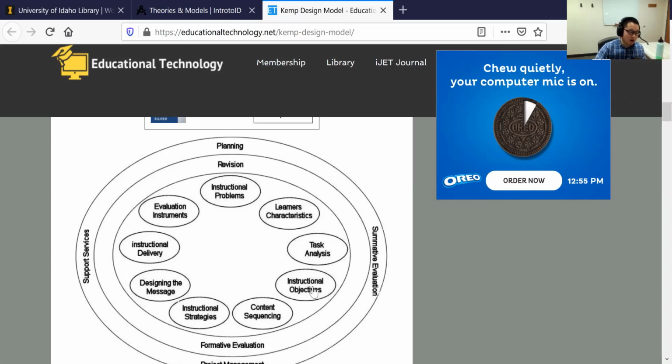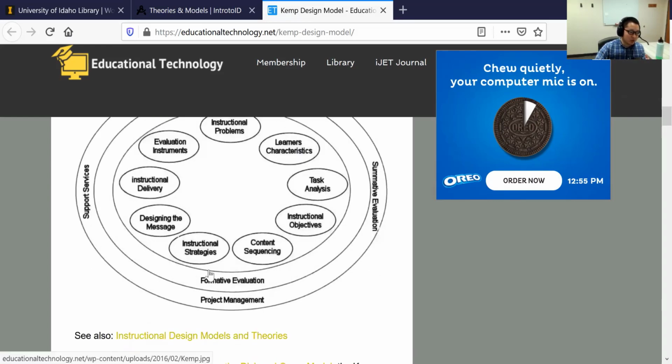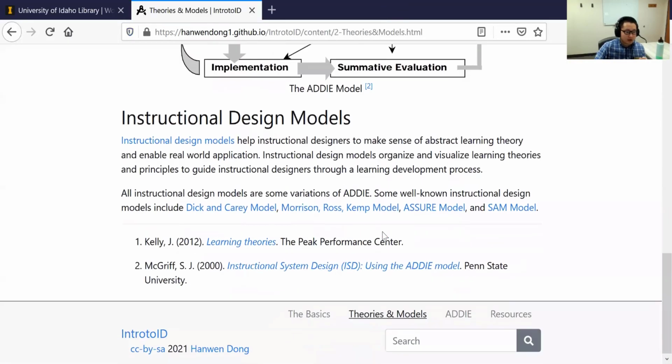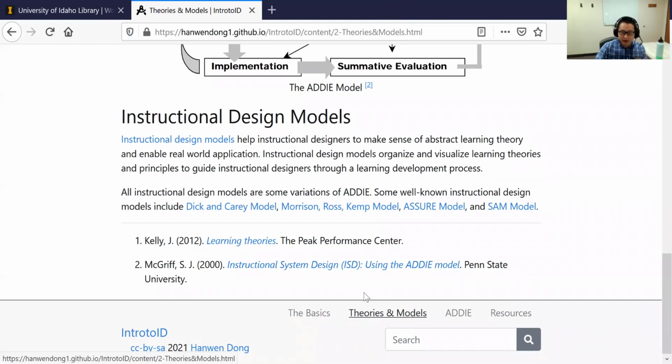Those are all part of the analysis and the design phase. When it comes to delivery, now is the development and the implementation phase. And then we do formative as well as summative evaluation towards the end. So that's the theories and models.